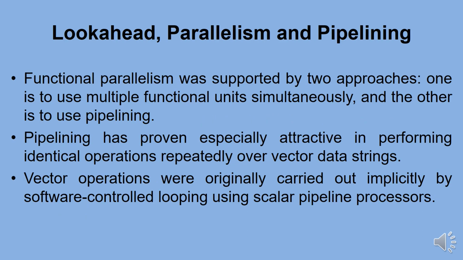Functional parallelism can be achieved using multiple functional units or pipelining. Pipelining performs identical operations repeatedly over vector data strings. Vector operations were carried out implicitly by software controlled looping.